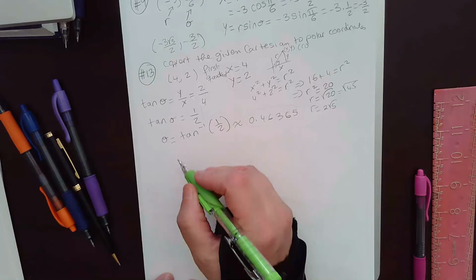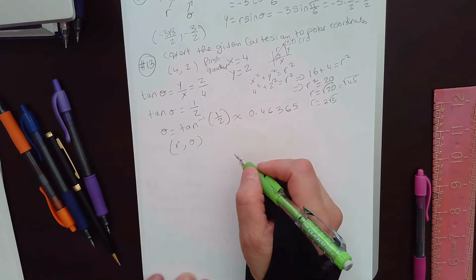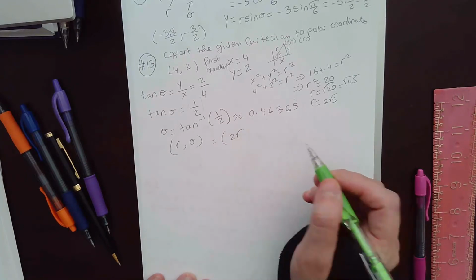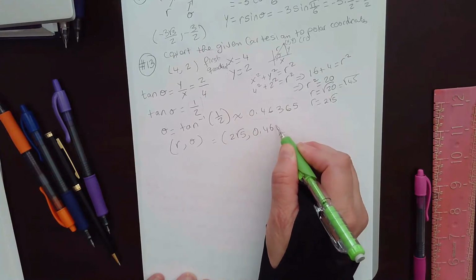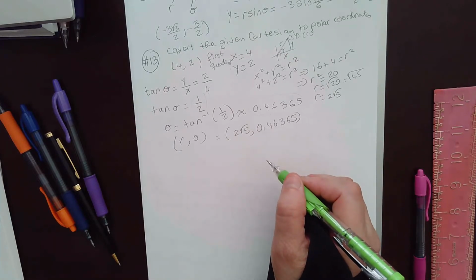So what is our theta? That's a point in polar coordinates, and that would be r is 2 rad 5. Theta is 0.46365. So this is the point in polar.